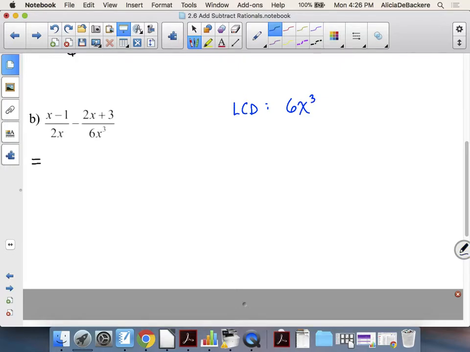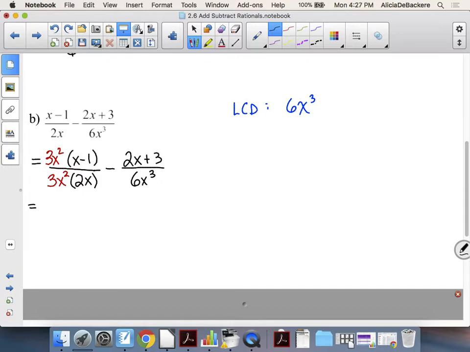That means the second denominator is going to stay the same. I need to figure out what I need to multiply that first fraction by to come up with 6x cubed. And I can see here I need to multiply the 2 by 3 to get 6, and I need x squared times x to give me the x cubed. So if I multiply the denominator by 3x squared, I need to multiply the numerator by 3x squared. The second one is not changing because we already have the denominator that we were hoping for.